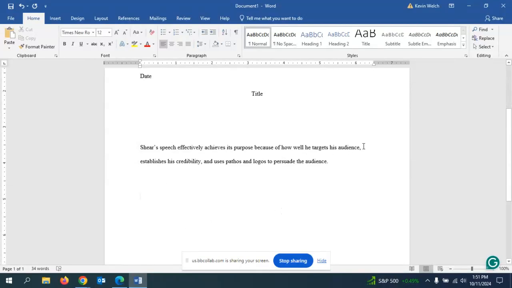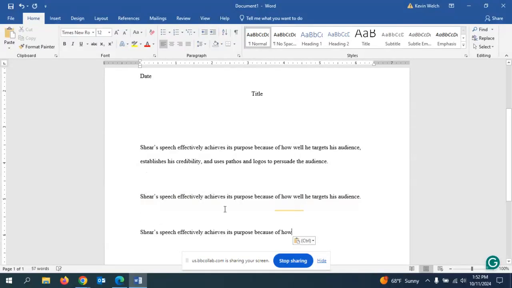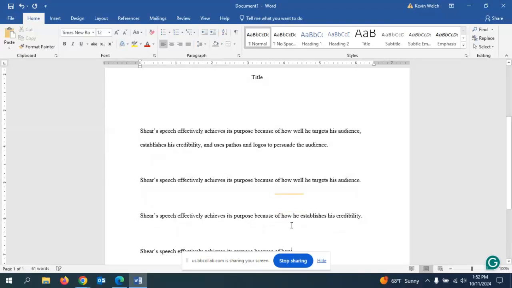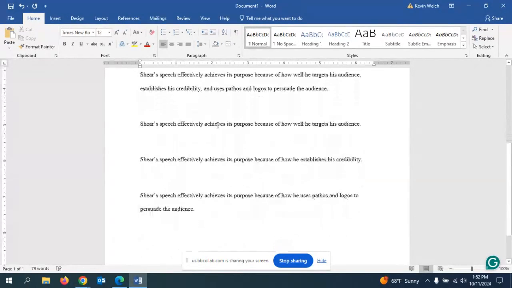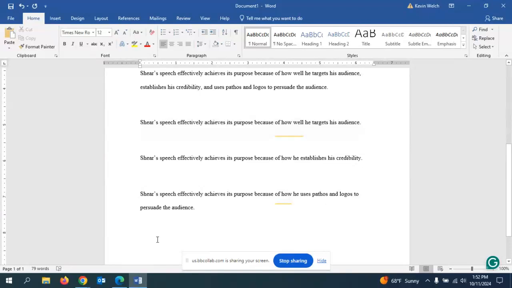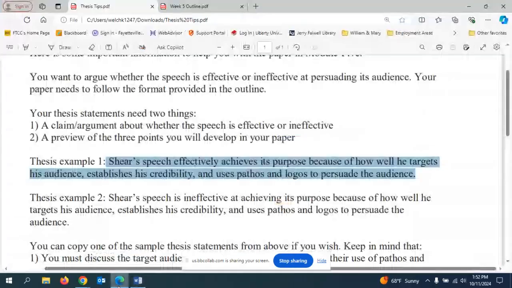Now I'm going to imagine that I'm starting my first body paragraph. I want to start with, like I said, that topic sentence. So I'm going to take that first point like that. Now I'm going to come down and do the second point. Because of how he establishes his credibility. And then I'm going to do the last point, because of how he uses pathos and logos to persuade the audience. Okay, so now I've written my thesis statement, and now I've written the first sentence of each of my 3 body paragraphs. What's the other stuff or the next step that I should take?